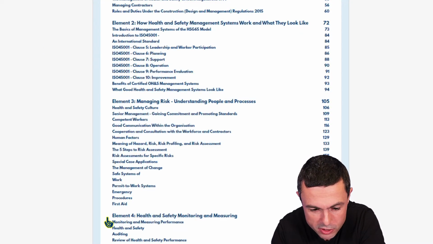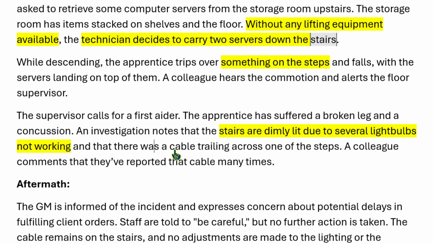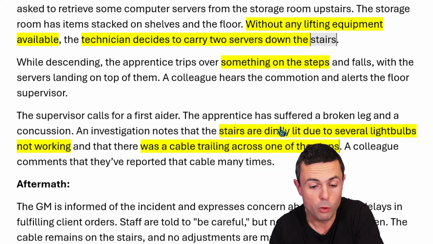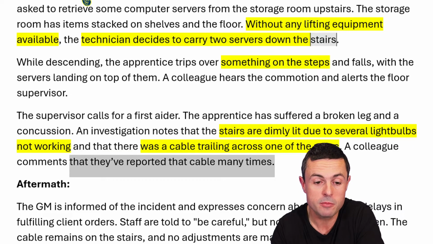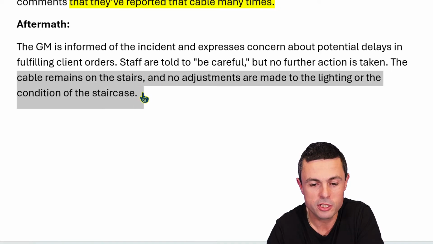We've got monitoring and measuring, inspections and things like that, audits and so on. We've got cable trailing across the stairs, so a failure to manage the housekeeping. A colleague comments that they've reported that cable many times, so a failure to take action on the hazard reports of colleagues. Staff are told to be careful, no further actions taken, cable remains on the stairs, no adjustments made to the lighting or the condition of the staircase.